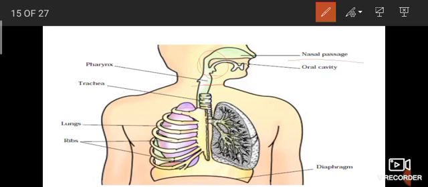Okay, how many pairs of ribs do we have? 12 pairs of ribs. Okay, where are our lungs present? Here. Okay, our right side lung is bigger compared with the left side because of the heart. Okay, because our heart is present on which side? Sorry, left side. Okay, our left lung is smaller than the right because of the heart. Okay.